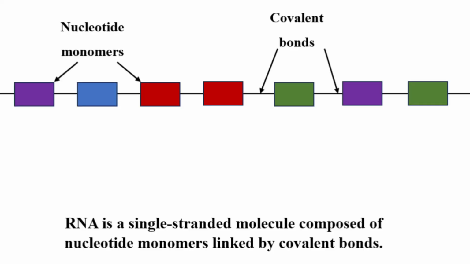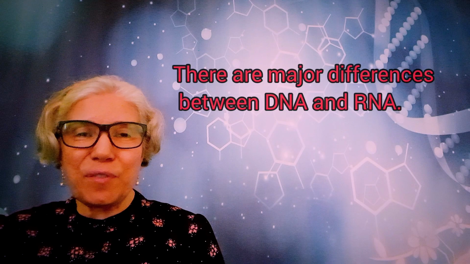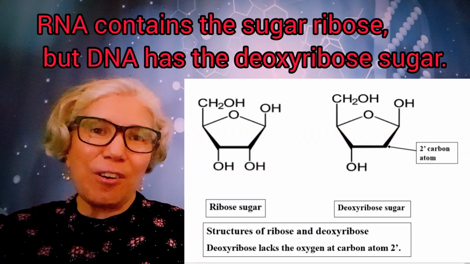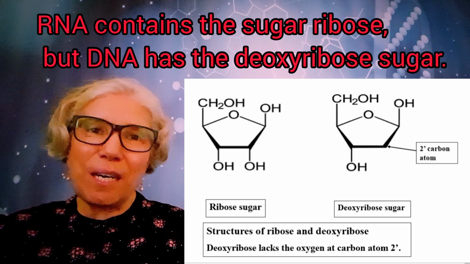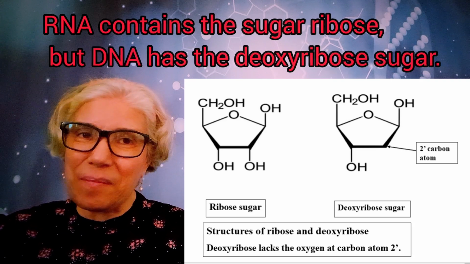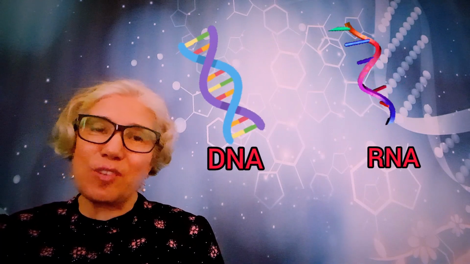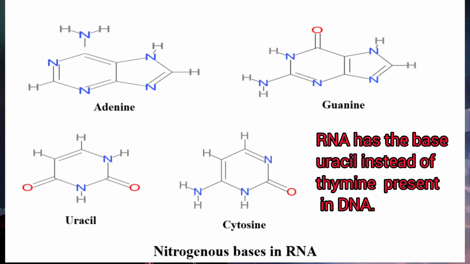RNA chemically is similar to DNA. It is also a chain of nucleotides connected by covalent bonds. However, there are some major differences between DNA and RNA. First, the sugar in RNA is ribose sugar, not the deoxyribose sugar present in DNA. Second, RNA is a single-stranded molecule, whereas DNA is double-stranded, as we have seen. Third, RNA contains the nitrogenous bases adenine, guanine, cytosine, but contains the base uracil instead of thymine, which is present in DNA.